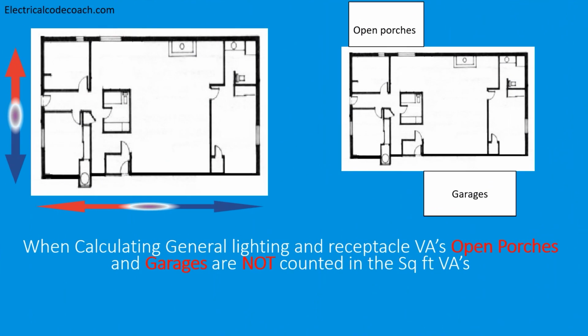When we're calculating general lighting and receptacle VAs, open porches and garages are not counted in our square foot VAs. We're going to learn about VAs here in just a moment, but when you are dealing with these, you're not going to count open porches and you're not going to count garages. You're only going to be counting the actual living space, okay? So you don't have to worry about that being in the square footage of your count when you're doing your load calculation. Do not count garages, open porches, carports, and spaces not adaptable for future use.